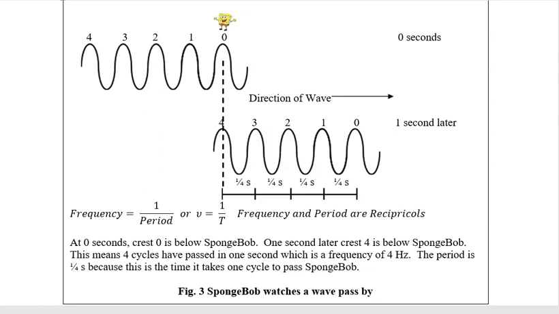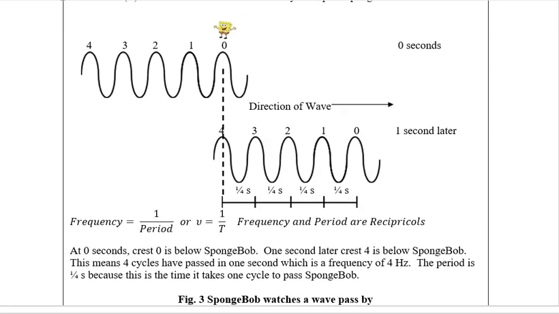So at 0 seconds, crest 0 is below SpongeBob. 1 second later, crest 4 is below SpongeBob. This means 4 cycles have passed in 1 second, which is a frequency of 4 hertz. The period is 1/4 second because this is the time it takes 1 cycle to pass SpongeBob. Okay, so we'll return up to the text now.